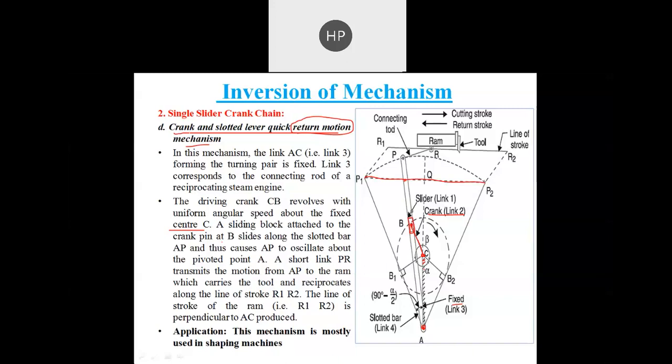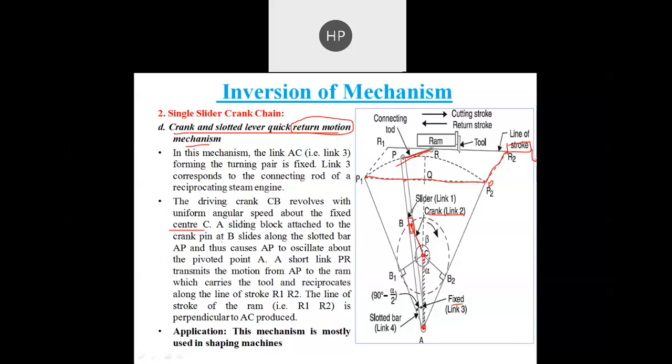Now suppose this is the point P, and as this P moves to the point P2, the extreme position, here this is the connecting rod. Suppose this connecting rod has some length, like 50. So from here, this one is the 50. This will be the extreme position of the stroke, and here we have a cutting tool. As you can see, this is the cutting tool.